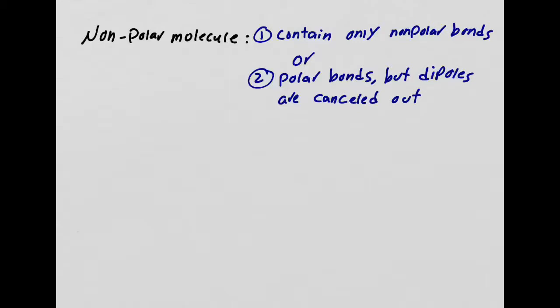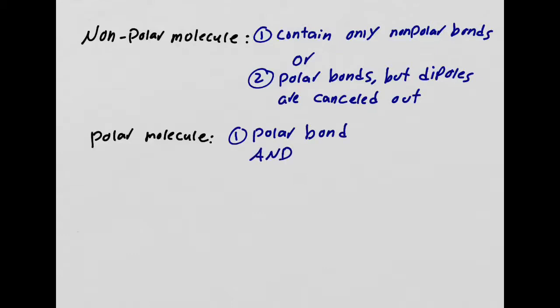All right? Now, next one is, when do I have a polar molecule? You have a polar molecule when you have polar bonds and, not or, the dipoles do not cancel out. Now we have two requirements. I'm going to go over exactly what this means, but I wanted to give you the rundown first. Okay. Now, let's do this.